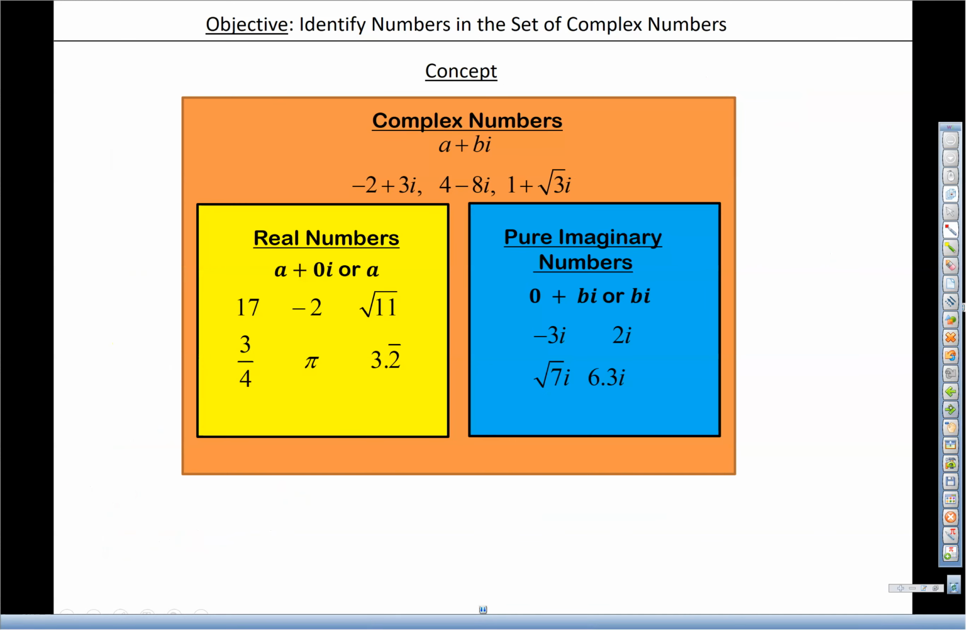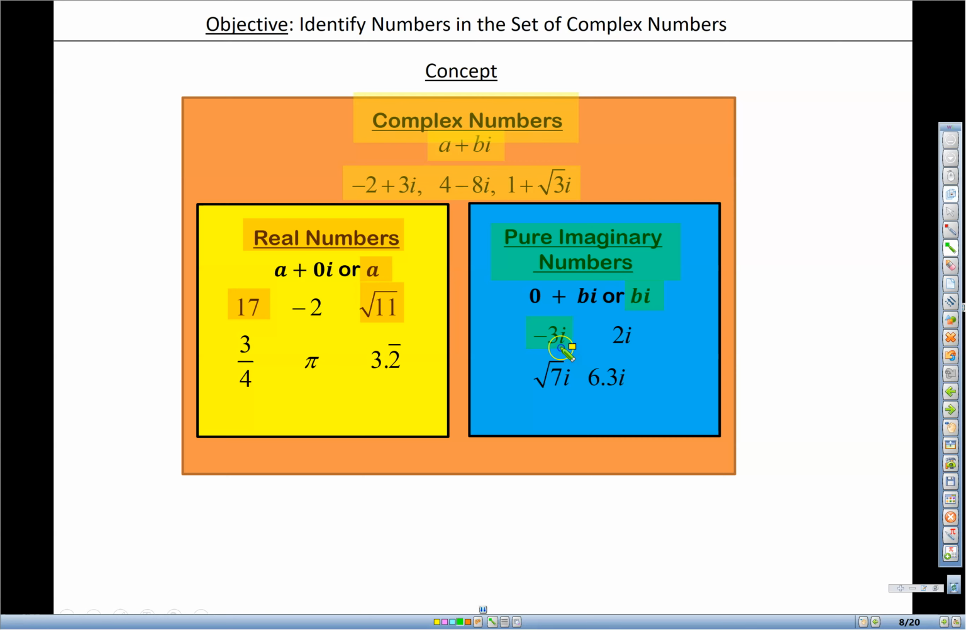Here's another way of looking at the set of complex numbers, as a Venn diagram. We have our overall large set of complex numbers, which all fit into the format a plus bi, and that would include numbers of this type. Then we have our 2 main subsets. We have our real numbers, which end up being just the a part, so they can be rational or irrational. Then we have our pure imaginary numbers, where the a part is 0, so we end up with just a bi part.